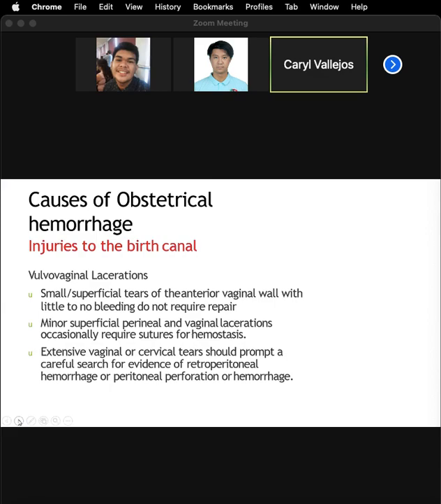Extensive vaginal or cervical tears should prompt a careful search for evidence of retroperitoneal hemorrhage or peritoneal perforation or hemorrhage, especially if you make use of the assisted vaginal delivery, making use of your forceps or your vacuum. You suspect laceration from instrumentation if there is a profuse vaginal bleeding.